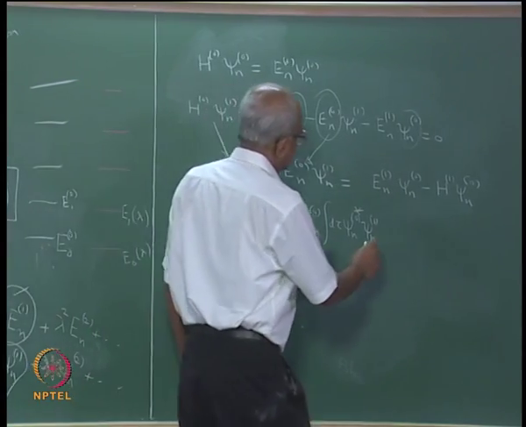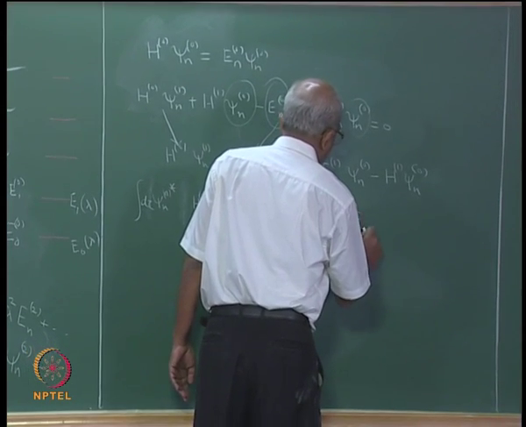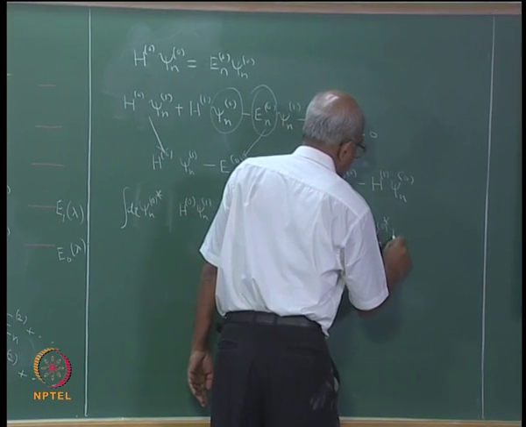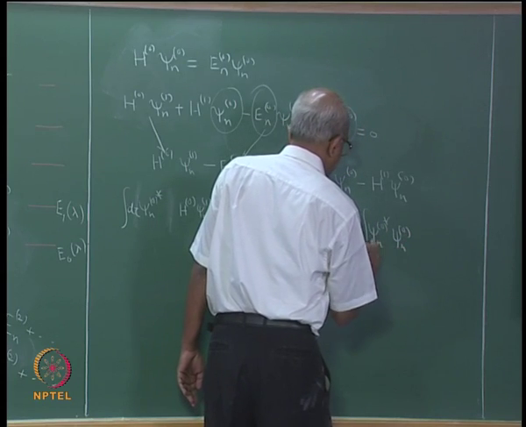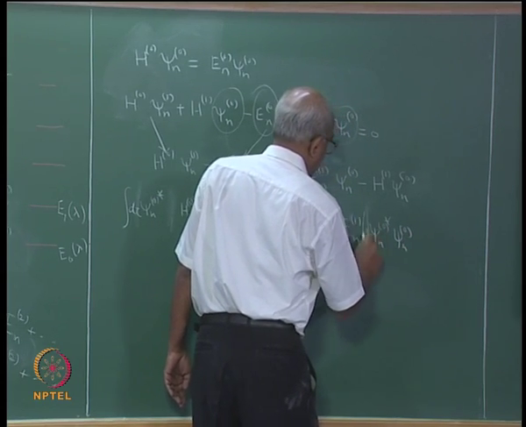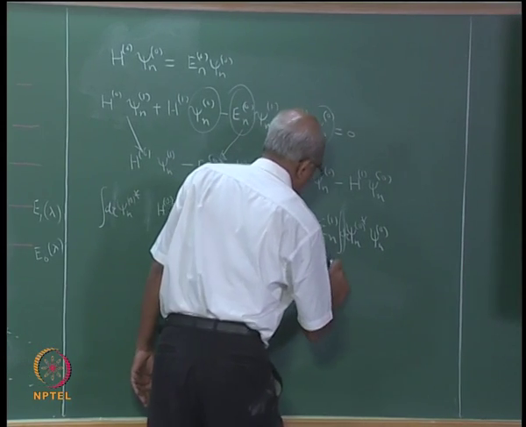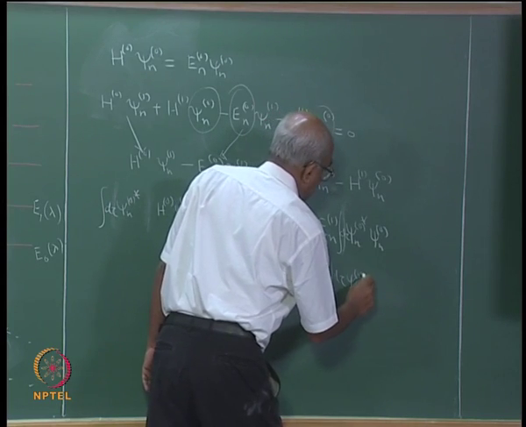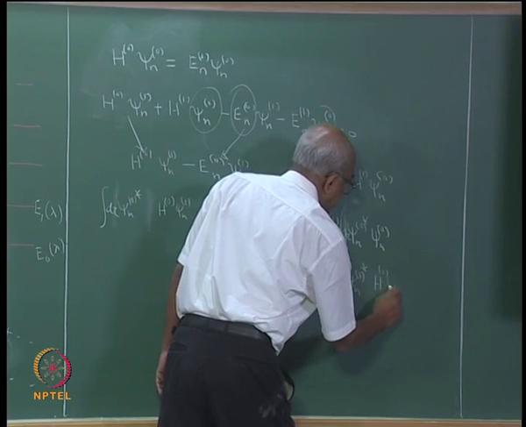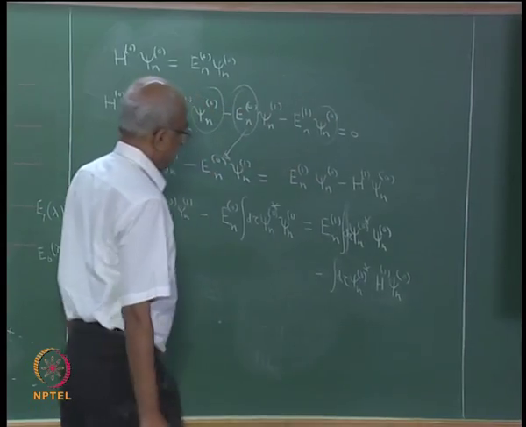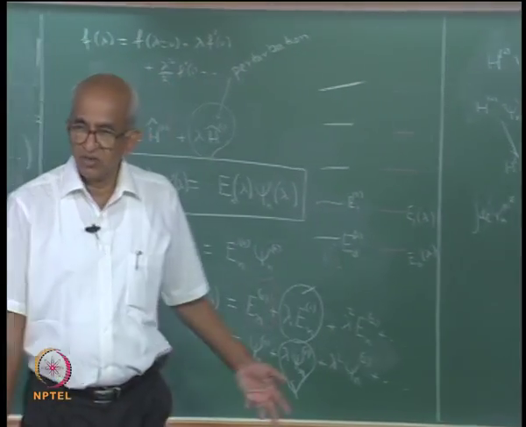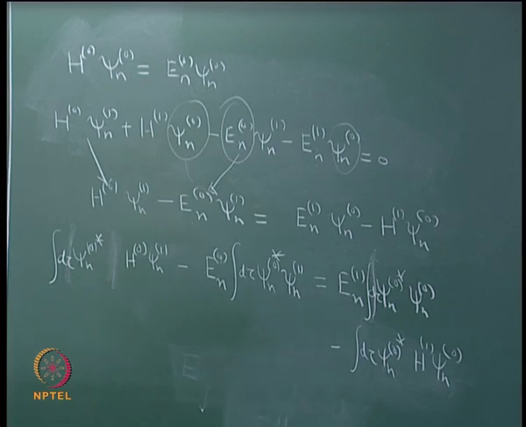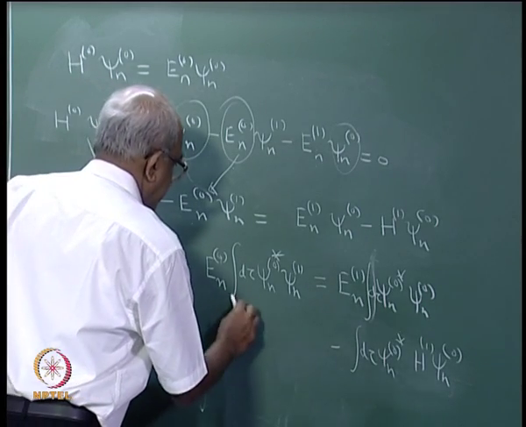What happens to the right hand side? I would have En1 integral psi n0 star psi n0 d2, minus integral d2 psi n0 star h1 psi n0. It does look messy, but it is actually fairly simple to evaluate this, because I know that this term, how much is this term?